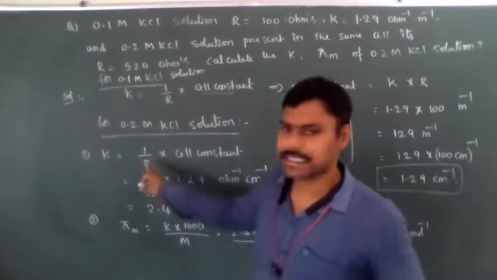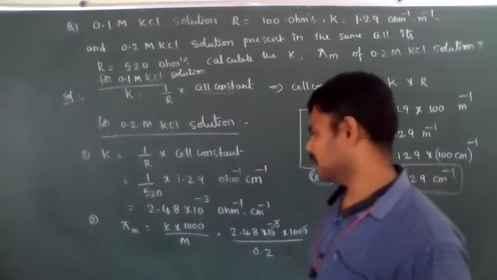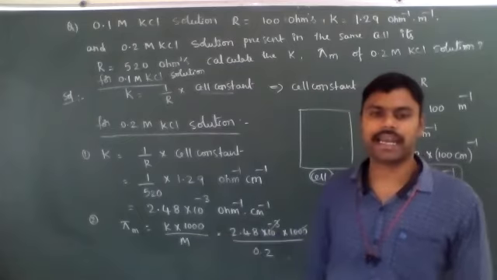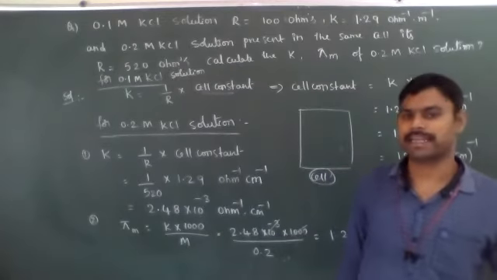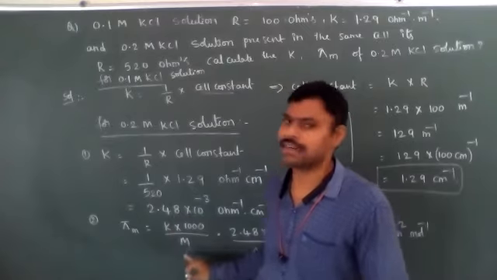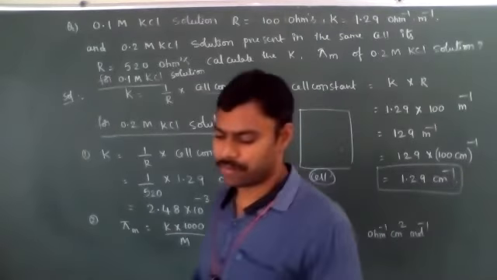The specific conductance is equal to 1 by R into cell constant. Next, molar conductance is equal to K into 1000 by molarity. Instead of molar conductance, if you want equivalent conductance, we need to use K into 1000 by normality. This kind of problem is also very important.